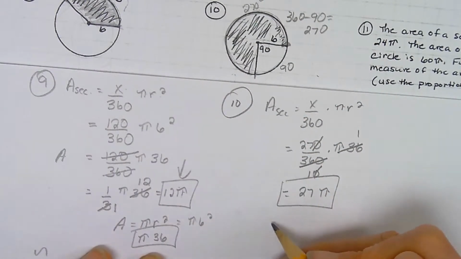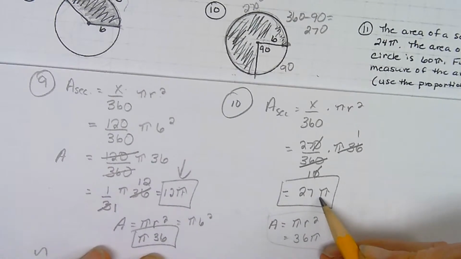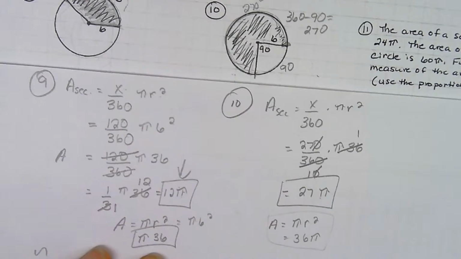The area of the whole circle, just to look at here, is pi r squared. So that's 36 pi. And you can see that the area of the whole circle is 36 pi, and this is a good portion of it. Might be 3/4 of it.